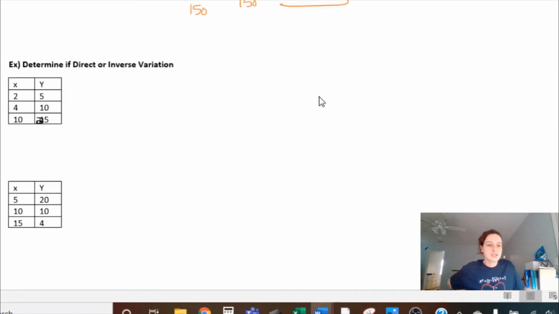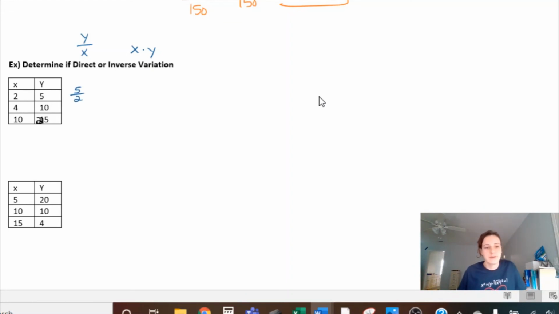All right, so determine if these tables here are direct variation. To do this, remember that for direct variation, you have y over x, and the one that we learned today, inverse variation, is x times y. So let's look at the first example here. We'll call this example A and example B. In example A, let's first see if it's direct variation. You take your y divided by x, so 5 over 2.